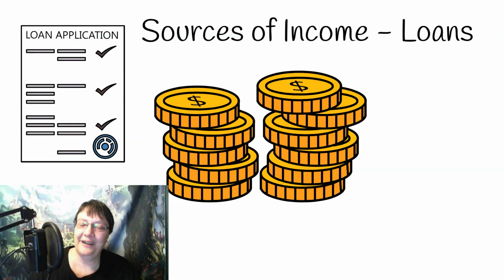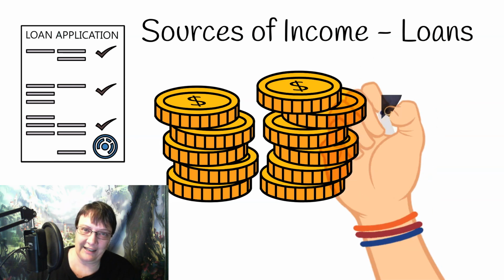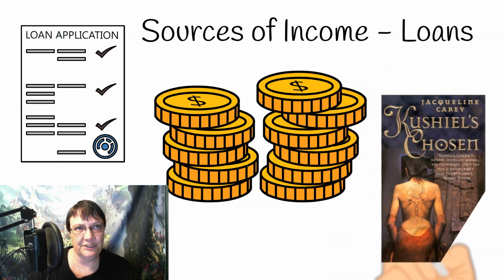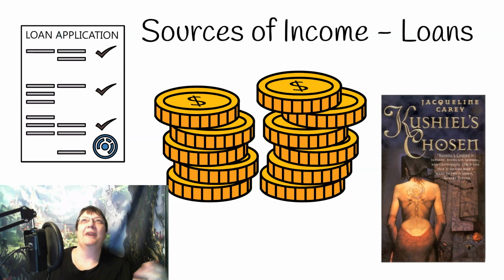One of the most fun uses of collateral that I've seen in fantasy comes from Jacqueline Carey, again in Kushiel's Chosen. So Phaedra needs some money, and she goes to a financial institution and says, okay, I need this amount of money. And they're like, well, no. Either you have to put up some collateral or we're just not lending it to you. So maybe you could put up a part of your land holdings. And she's like, no, I'm not going to gamble with my land holdings.